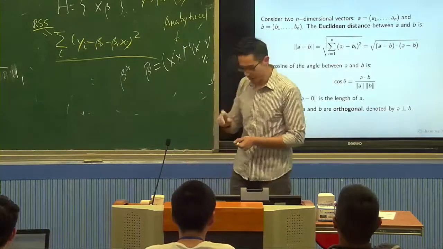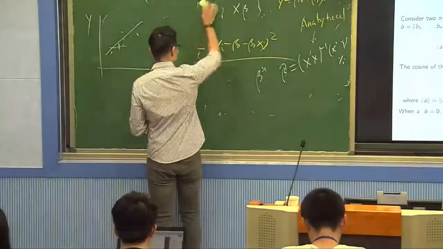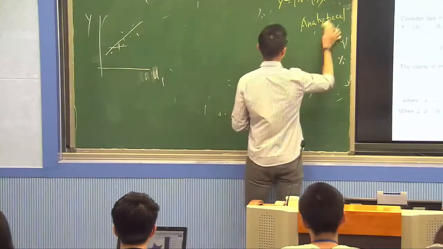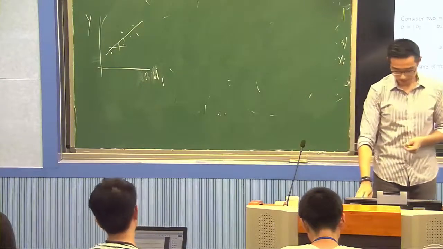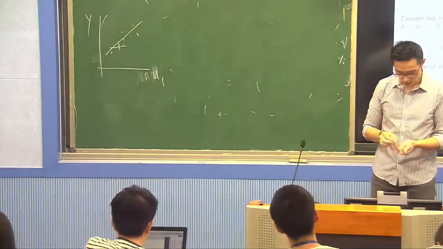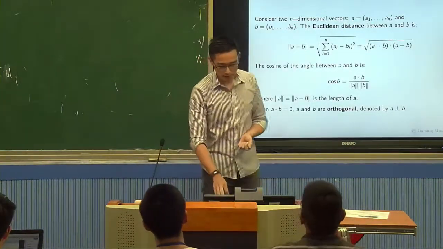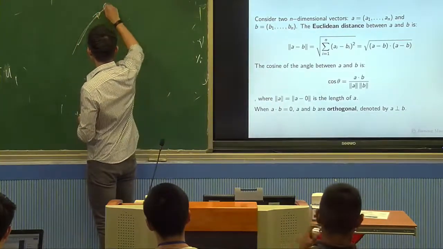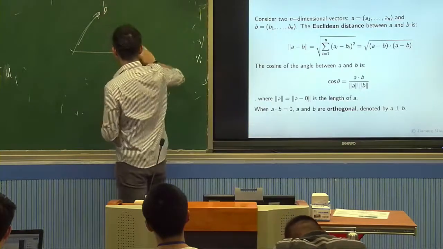Next I want to talk about the geometric interpretation of the linear regression model. It turns out that we have a nice geometric interpretation. I don't know whether that's familiar to you, but let's begin with some simple illustration. Suppose I have two vectors, A and B.